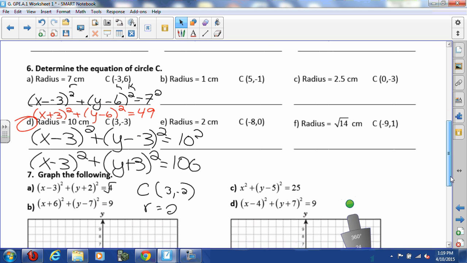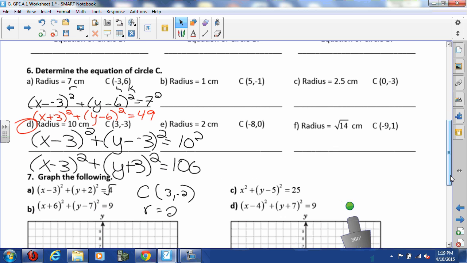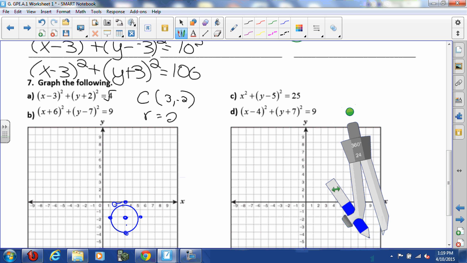I would like you on number 6 to do C and F. And on 7, why don't you do C and D?